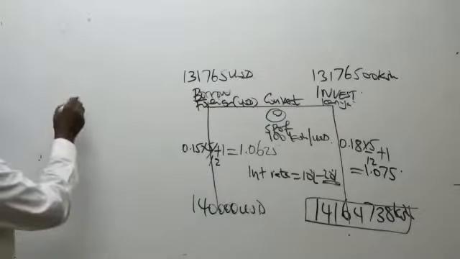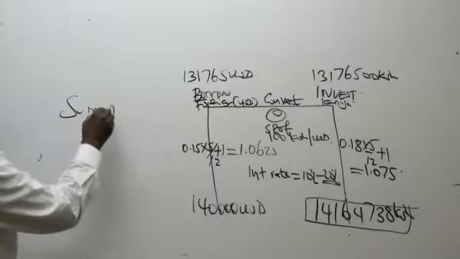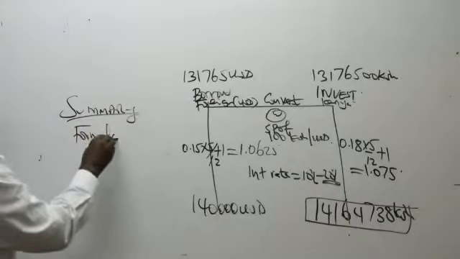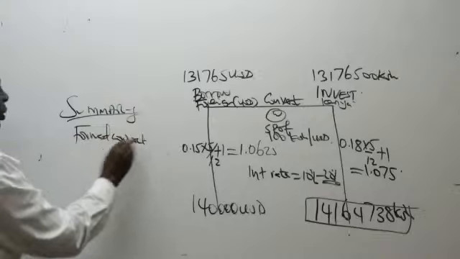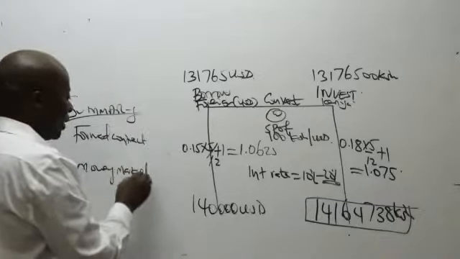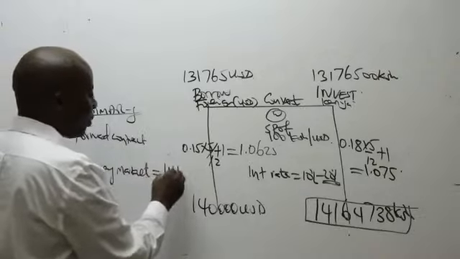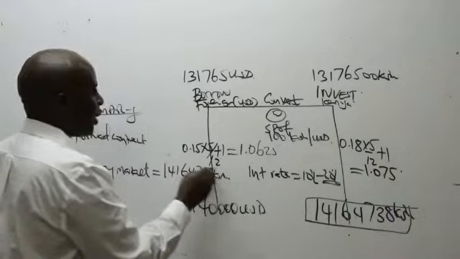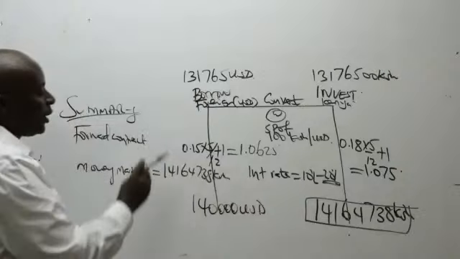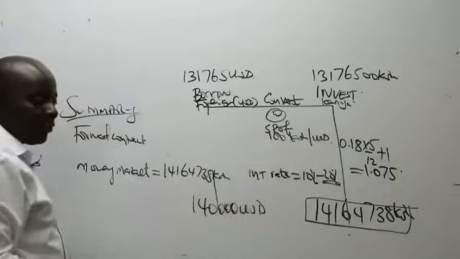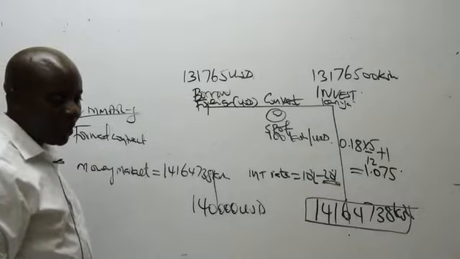So in the summary, I'll tell my people under forward contract, how much do I expect to receive? Under money market, how much do I expect to receive? So money market is 141,64,738 Kenya shillings. Forward contract, unfortunately, I have forgotten my figure.